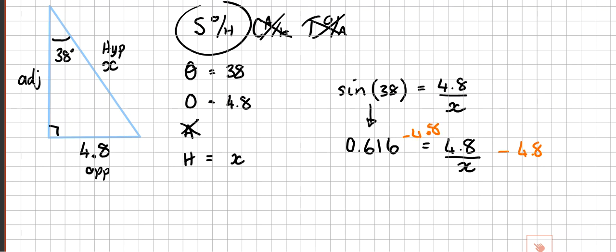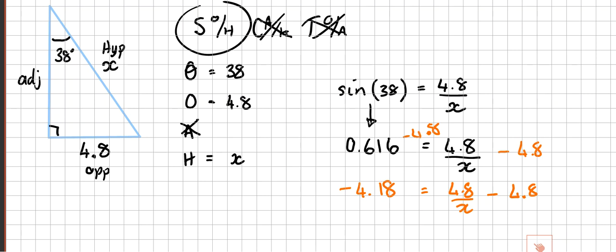What does this side become? A negative number. That's unfortunate. What does this side become? No, it doesn't. It stays the same. X. I can't do anything with that side. It becomes 4.8 over x minus 4.8.